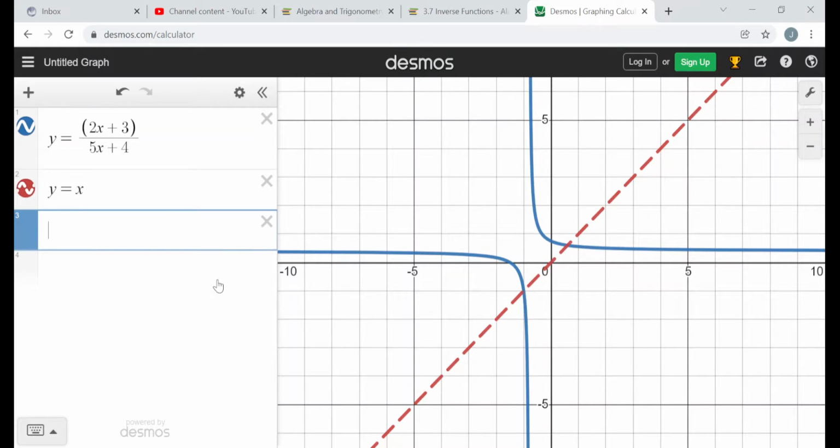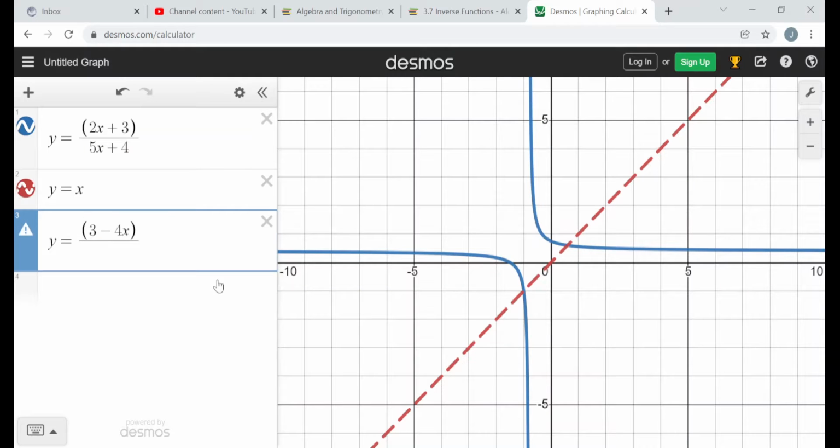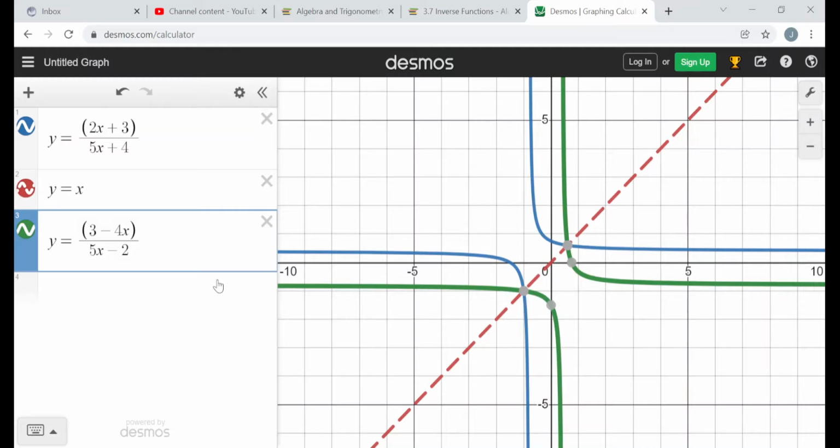And then we switched x and y's, solve for y. We got y equals, right, our f inverse was 3 minus 4x in the numerator and 5x minus 2 in the denominator. And look at these two graphs, the blue graph and the green graph. Hopefully you can see it, but they are definitely a reflection across the line y equals x.